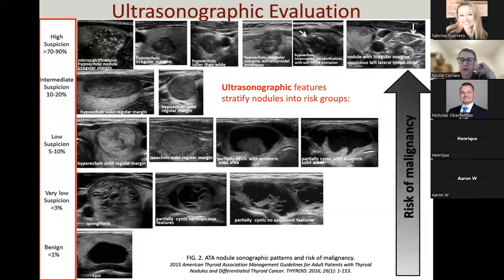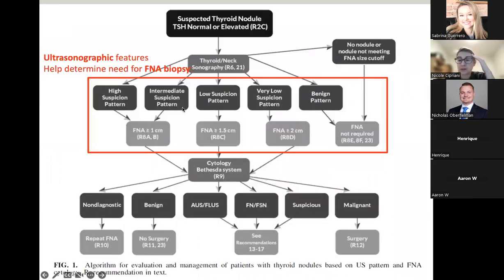Okay, so the American Thyroid Association has these nice diagrams of what is important to look for in thyroid nodules, ranging from very low suspicion, circumscribed borders, hypoechoic, to more heterogeneous, more vascular, very heterogeneous, very calcified, right? Microcalcifications, for example. So the radiologists use these features to stratify nodules into risk groups.